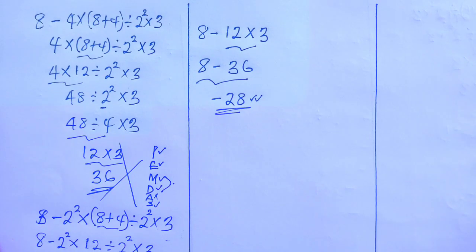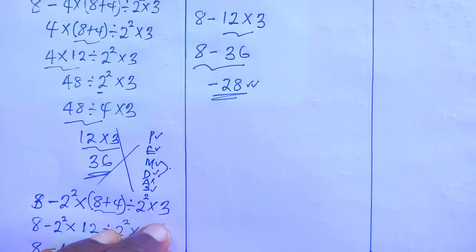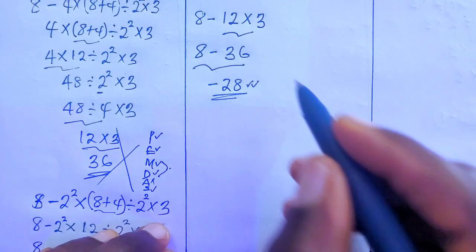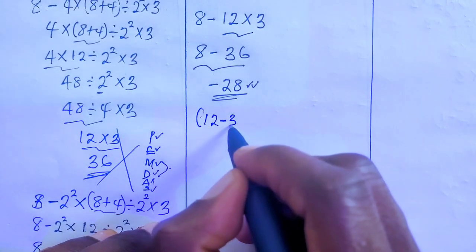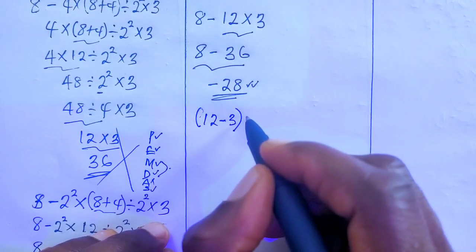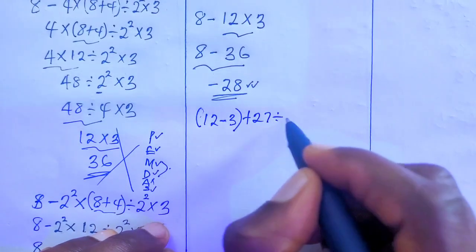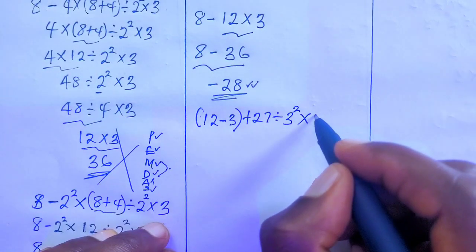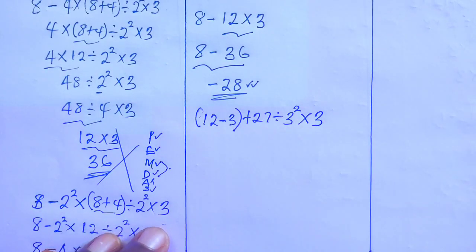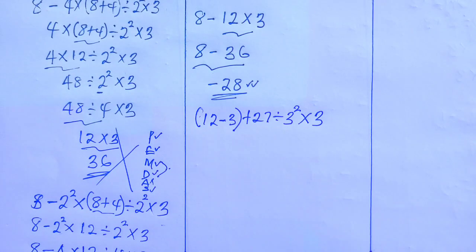Now, we are going to consider another example still on this. For instance, if we have 12 minus 3, then plus 27 divided by 3 to the power of 2 multiplied by 3. Now, this given expression tricks many people all over the internet.